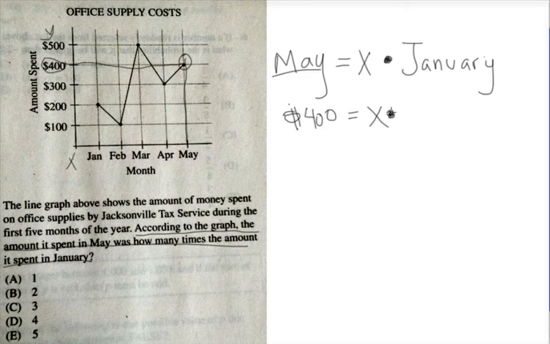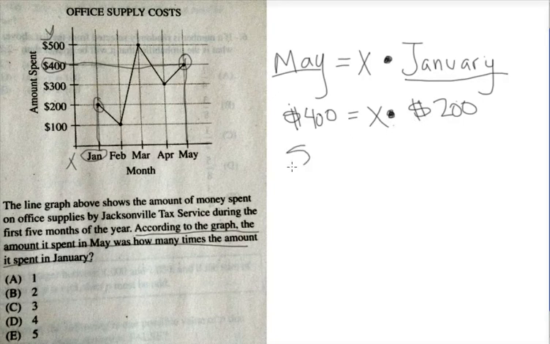But we figure out how much was spent in January according to the graph. So we find January. We go up on January, and we see that the amount spent in January was $200. So we have x times $200. So really now all we're trying to do is get x by itself. Many of you may already know the answer, because basically we're trying to figure out 400 is equal to x times $200. So if you don't know the answer already, the way that you isolate x is by dividing both sides.